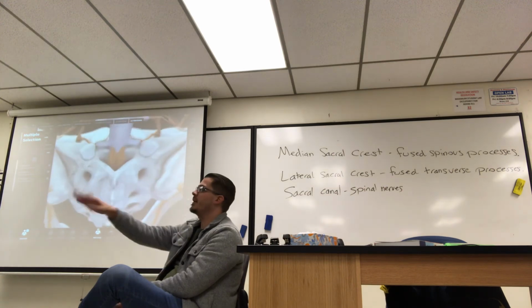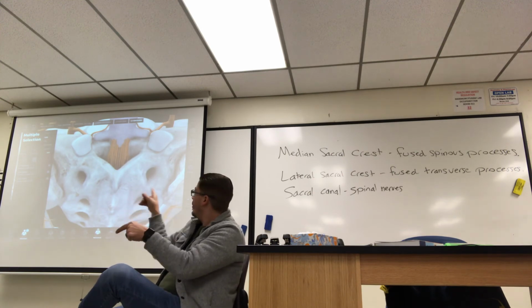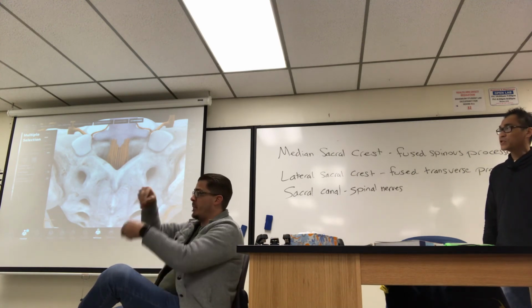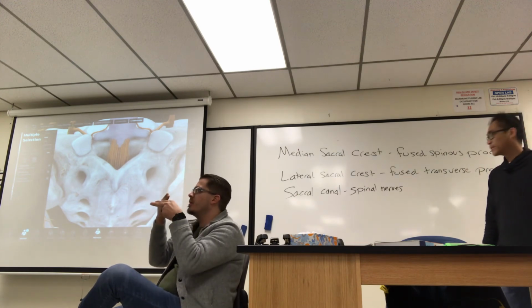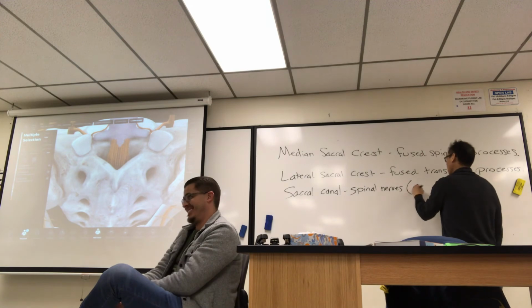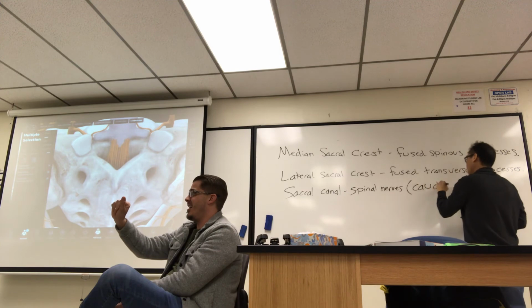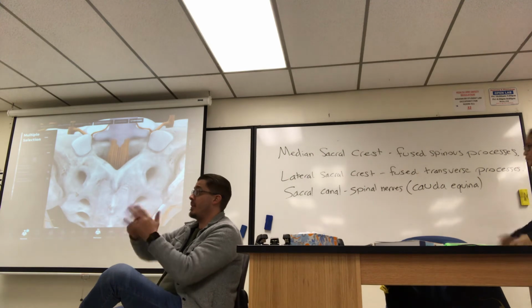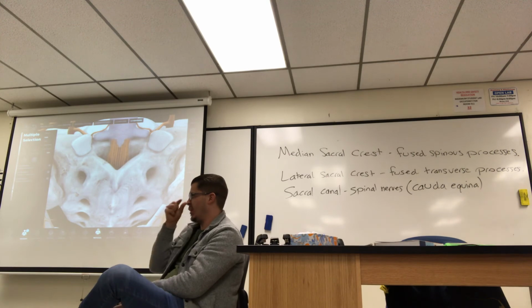See those yellow structures entering the sacral canal? That's not the spinal cord. That's actually spinal nerves, and they're in the shape of a horsetail, kind of. They call it cauda equina. Cauda equina, because that means horse tail: equine, and cauda means tail. So they go into the sacral canal.